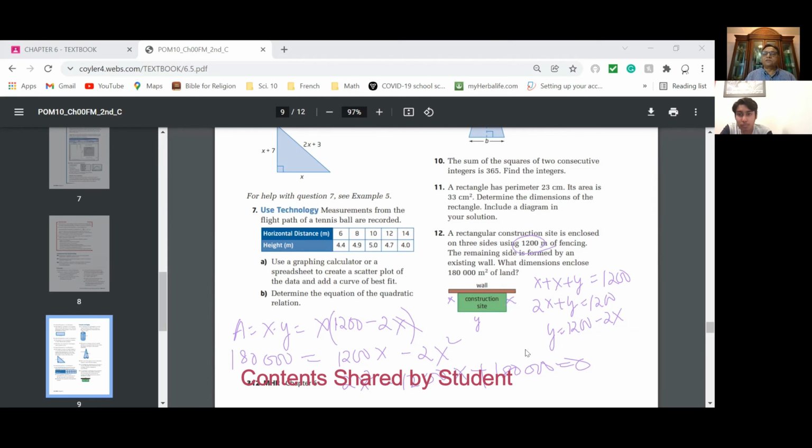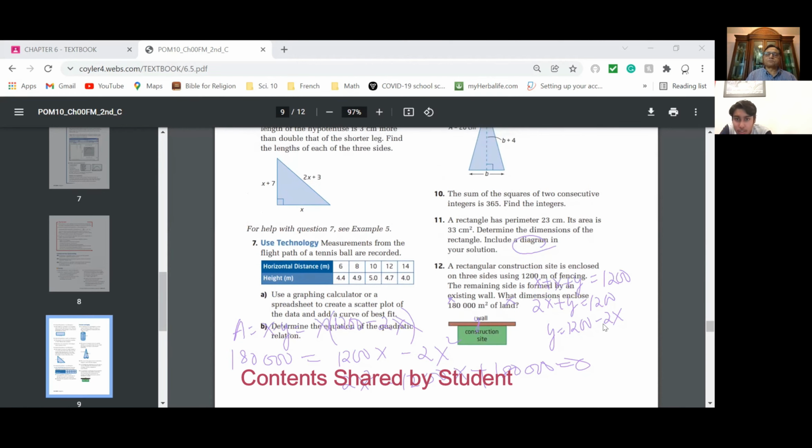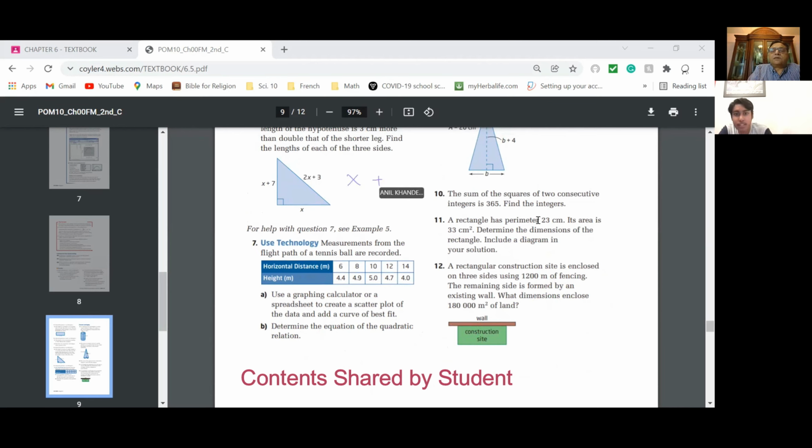Question number 10. Can you please read question number 10? The sum of the squares of two consecutive integers is 365. Find the integers. Tell me, how will you write the equation? What do you understand by consecutive integers? If one is x, a number, and the next is x plus 1, right? And it is saying sum of squares, that means square of this and square of this, when you add this up, is 365. Is that okay now? You get your equation.